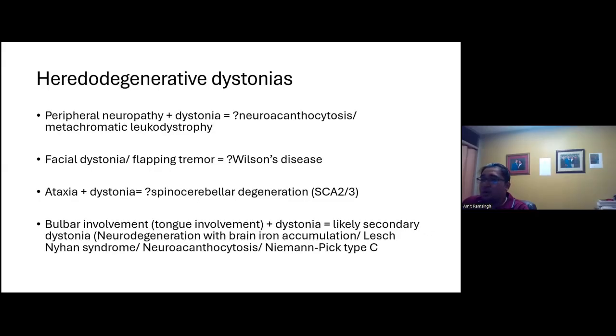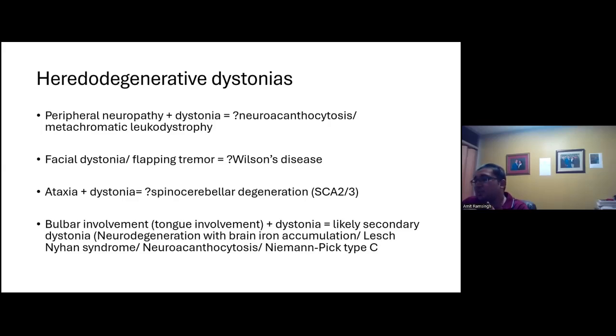So the heredodegenerative dystonias, right? This is just a simple slide that basically clues you into what to think, right? If you have a patient that presents with a peripheral neuropathy and a dystonia, we think, could this be a metachromatic leukodystrophy, a white matter disorder of the brain, or neuroacanthocytosis? If we have a patient that presents with dystonia and a flapping tremor as well, we have to think, is this Wilson's disease?